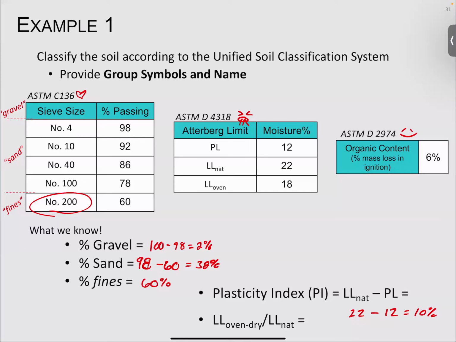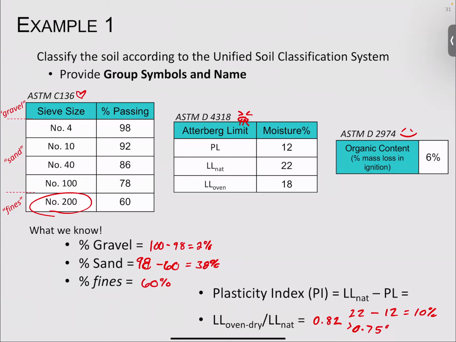So that distinguishes a little bit based off of the organic content, like whether it's going to be primarily organic or not. So we see that the liquid limit does change slightly. That ratio is going to be 0.82. And if you look at the chart here, 0.82, as long as it's greater than 0.75, then we're okay. We don't want it to change that much.